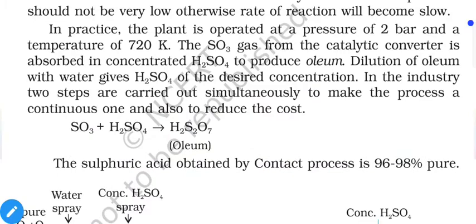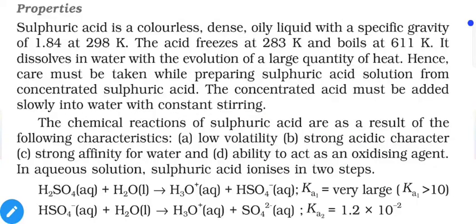Sulfuric acid obtained by the contact process is 96 to 98% pure. Now, properties of sulfuric acid: it is a colorless, dense, oily liquid with a specific gravity of 1.84 at 298 Kelvin. The acid freezes at 283 Kelvin and boils at 611 Kelvin. It dissolves in water with the evolution of a large quantity of heat, hence care must be taken while preparing the sulfuric acid solution from the concentrated sulfuric acid.